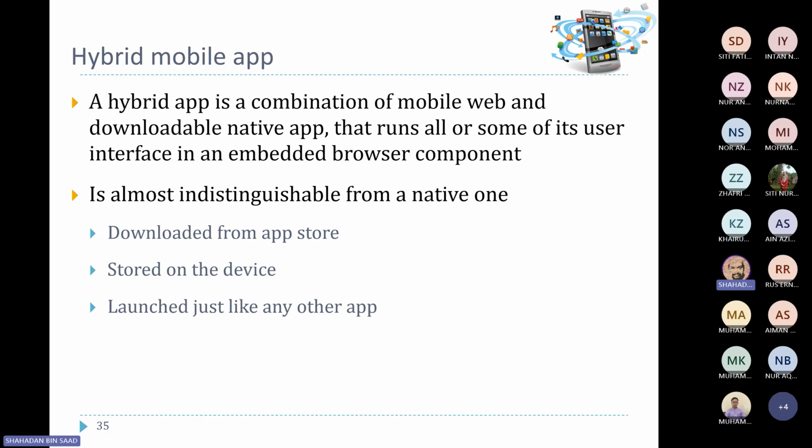A hybrid mobile app. So a hybrid app is a combination of mobile web and downloadable native app. So that runs all or some of its user interface in an embedded browser component. So it's almost indistinguishable from a native one. So downloaded from App Store, store on the device, launch just like any other app.